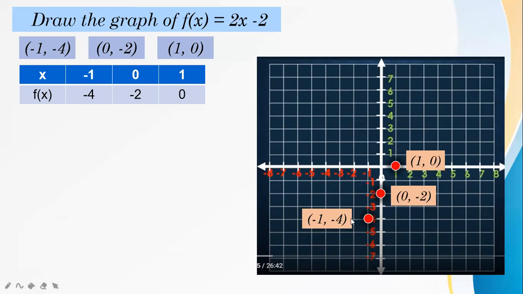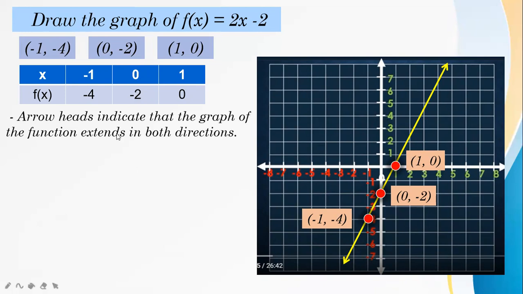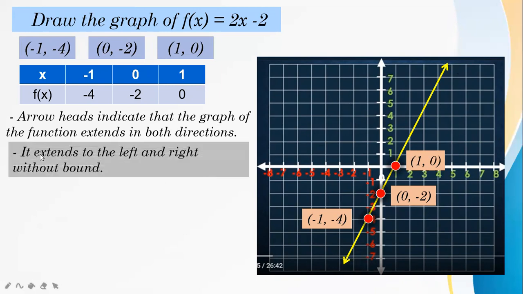Then after you plot the given points, all you have to do is draw a line. So we have a straight line. Now, arrowheads indicate that the graph of the function extends in both directions. These arrowheads indicate an infinite direction. It extends to the left and right without bound.